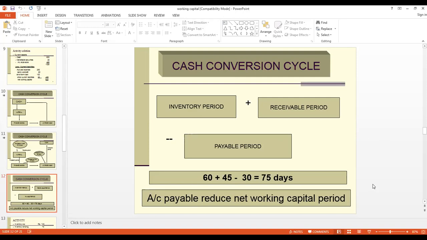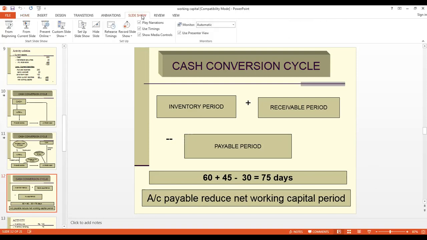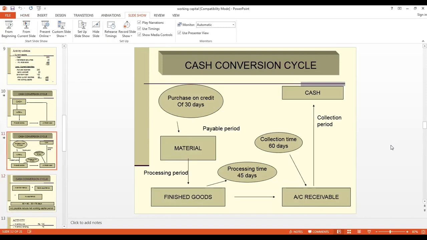So as we discussed in the previous lecture, look, we discussed here that you are purchasing on credit of 30 days. It means that your supplier is giving you credit of 30 days. Your processing time is 45 days and your customers are taking 60 days.